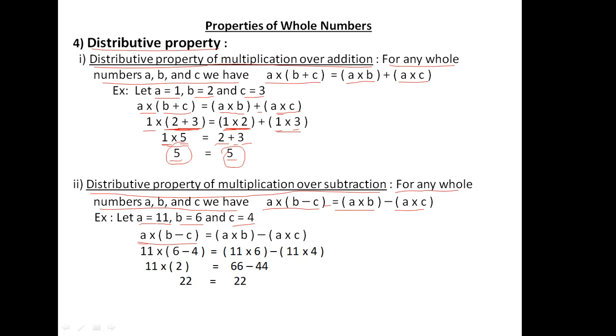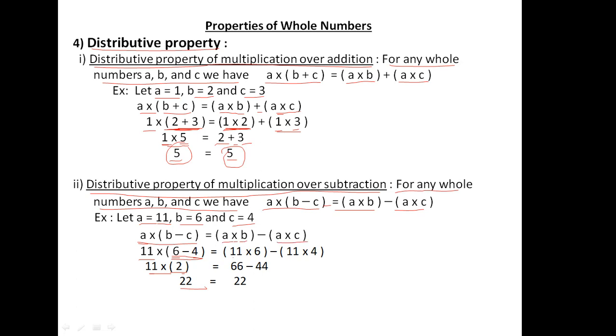Here the value of a is 11, the value of b is 6 and the value of c is 4. First of all we have to solve this bracket. 6 - 4 will come 2, and outside of this bracket is 11, so 11 × 2 will come 22. Now the right hand side part is a × b - a × c.